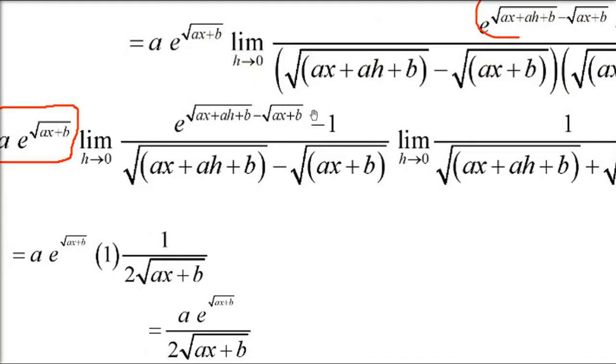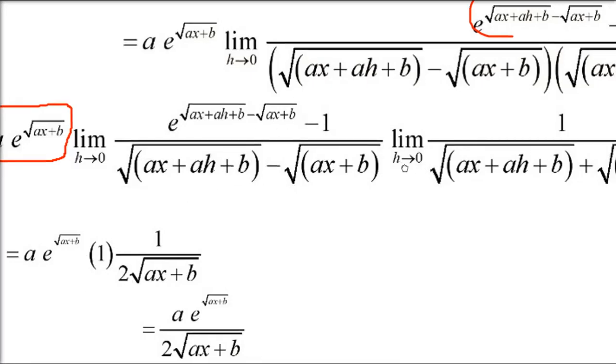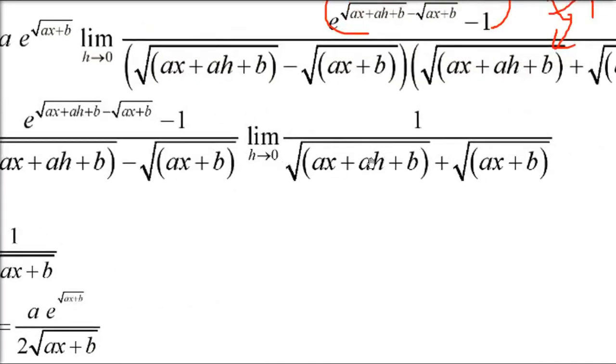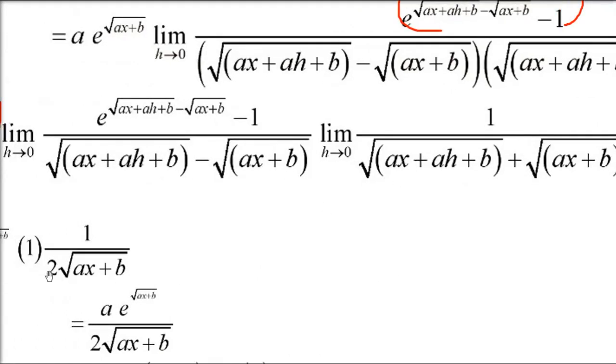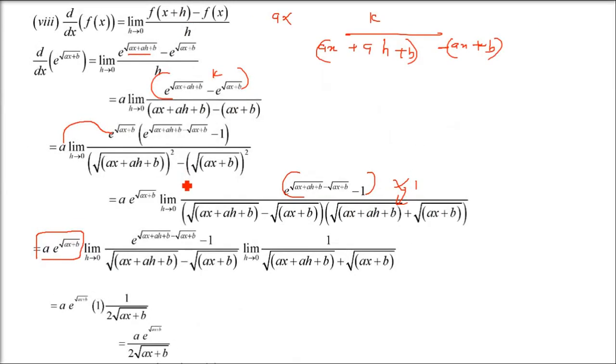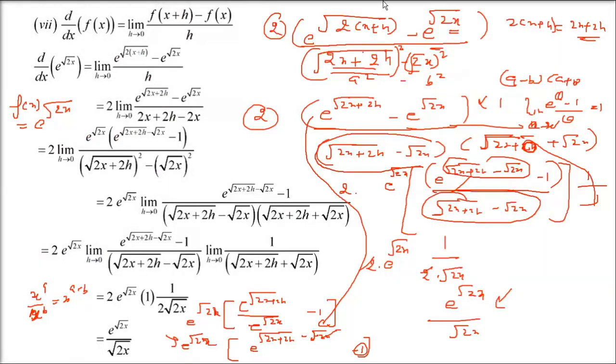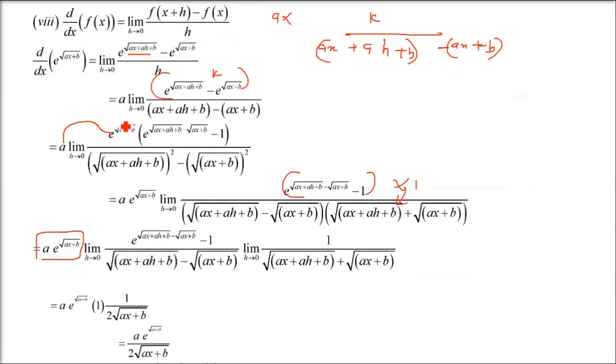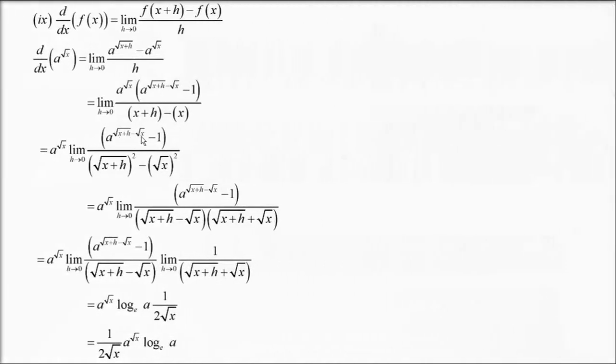So e to the power x minus 1 by x form. So limit h tends to 0, this is going to be 1. Same as previous question. Here 1 by, now limit h tends to 0, this is 0. So ax plus b, under root ax plus b twice. This is under root ax plus b, under root ax plus b because h is 0 we are putting. So we have 1 by 2 under root ax plus b. So this is already there, e under root ax plus b divided by 2 under root ax plus b. If you understood this, this will not be a problem. And the next question which is coming also will not be a problem. Only there log a will come.